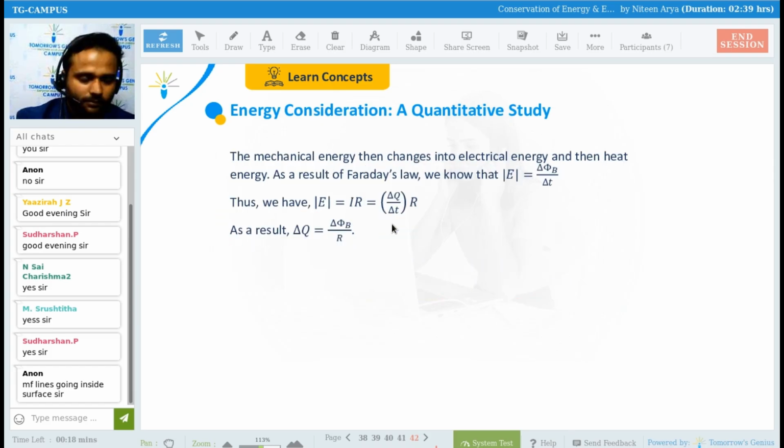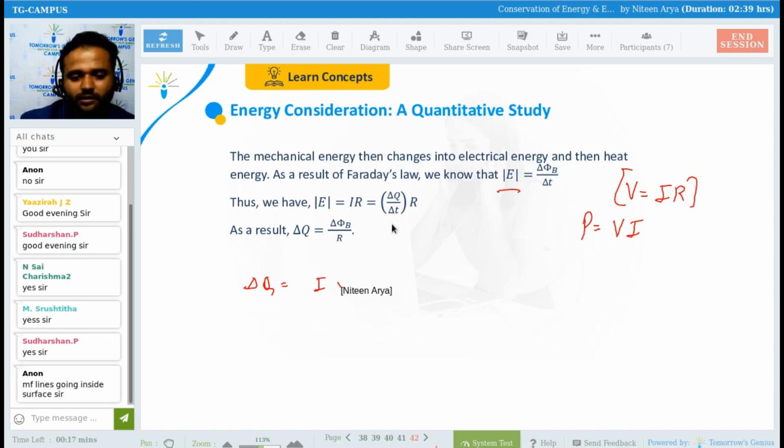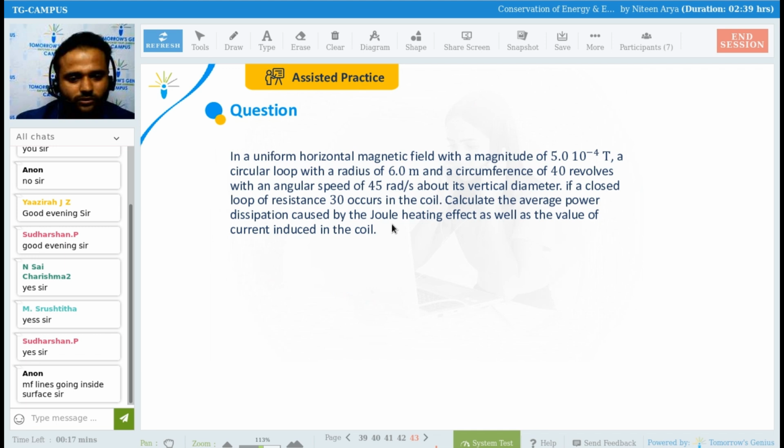Nothing more than that. Moving ahead, energy consideration, a qualitative study. EMF is equal to minus del phi by del T. We have E equals IR. We know power P equals VI. Using Ohm's law, V equals IR. So as a result, charge Q is I into del T. If you put everything together, you get del phi into R. We have already done this so many times.